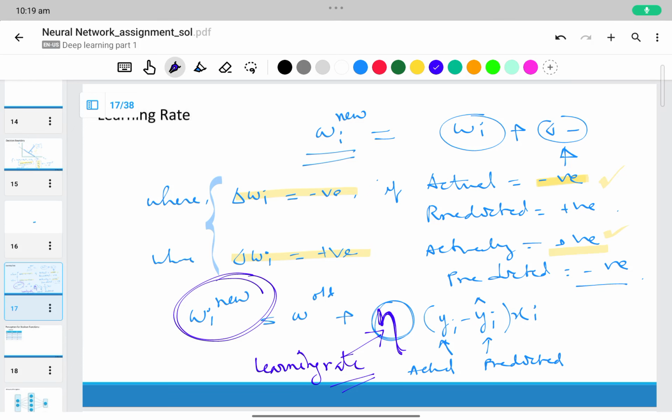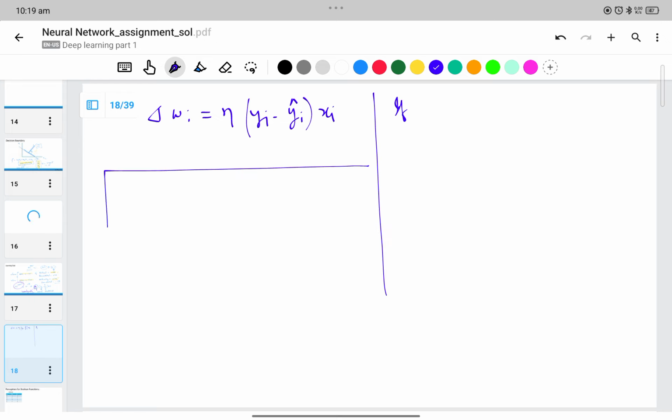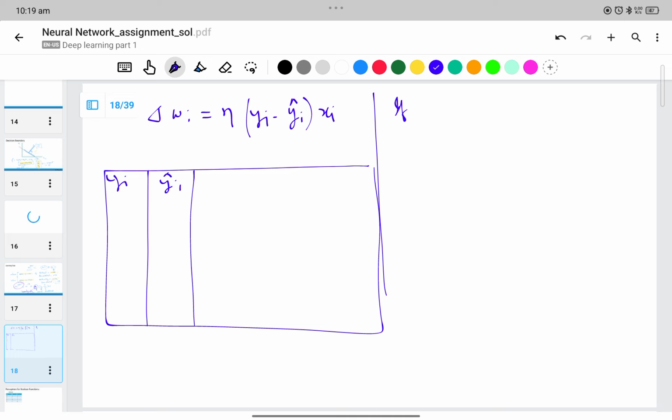Before we move on, let's have a deeper understanding about this learning rate. So let's say we want to add this delta wi, that is defined as eta times (yi minus yi hat) into xi. So how does this come about? Let's make a table. If our yi, this is yi, this is yi hat, this will be our delta w.